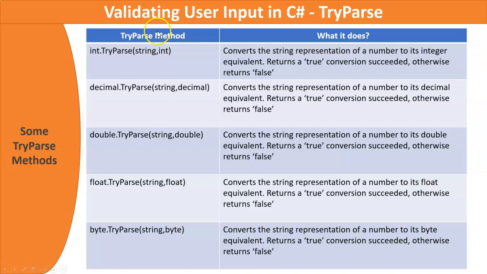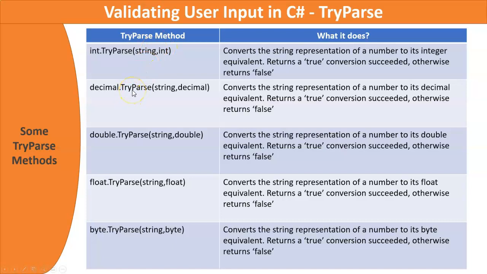These are the list of some TryParse methods. Every TryParse method starts with a data type. int.TryParse of string comma int will try to convert the string representation of a number into its integer equivalent. If the conversion is successful, it will return a true result, and also the converted form of integer data will be stored into the out integer type variable.